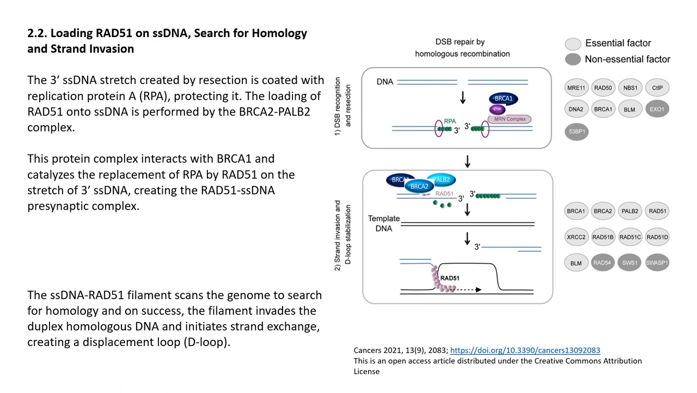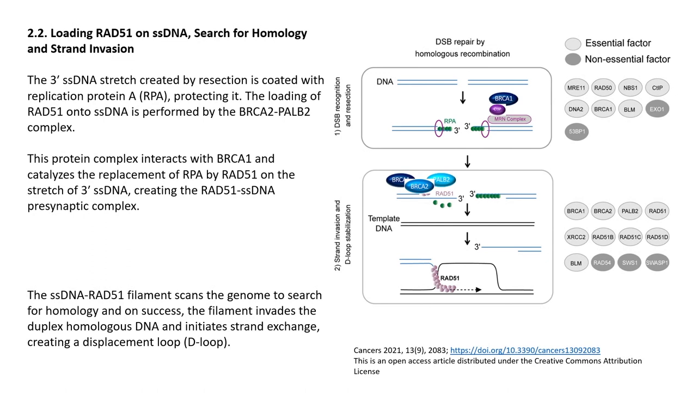and help in strand invasion. The 3 prime ssDNA stretch created by resection is coated with replication protein A, and it protects it from digestion. You can see here the involvement of the RPA proteins.